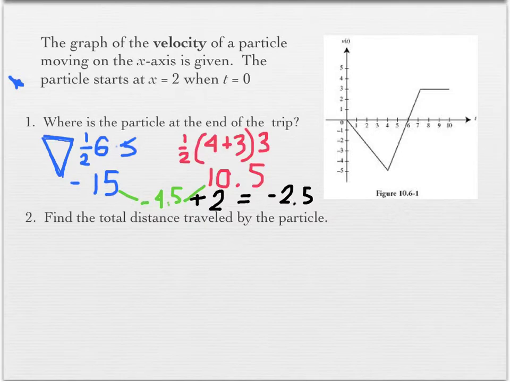Alright, now the total distance traveled. Here we just really look at the positive part when we're talking about just total distance. So we're going to treat this distance here as positive, and this is positive. So basically in this case it's just going to be 15 plus 10.5, and so that's going to be 25.5 for a total distance here in this case. Kind of strange, but we'll get the hang of it as we go.